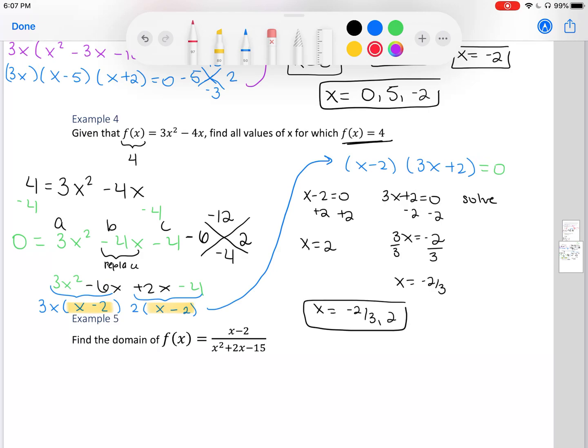Not so bad, right? I think this part kind of threw me off at first when I read it, but then I thought, okay, well, it's just telling me what to replace it with, right? And that was at f of x.